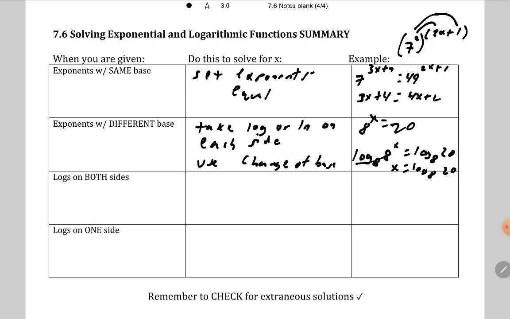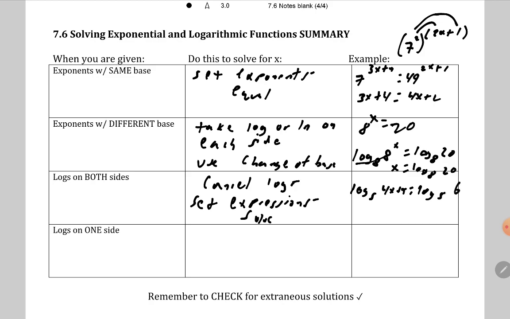And then if there's log on both sides, cancel the logs. Set the expressions equal, and then solve. So if we had log base 5 of 4x plus 9 equals log base 5 of 6x, then we would say 4x plus 9 equals 6x, and then we would solve from there.